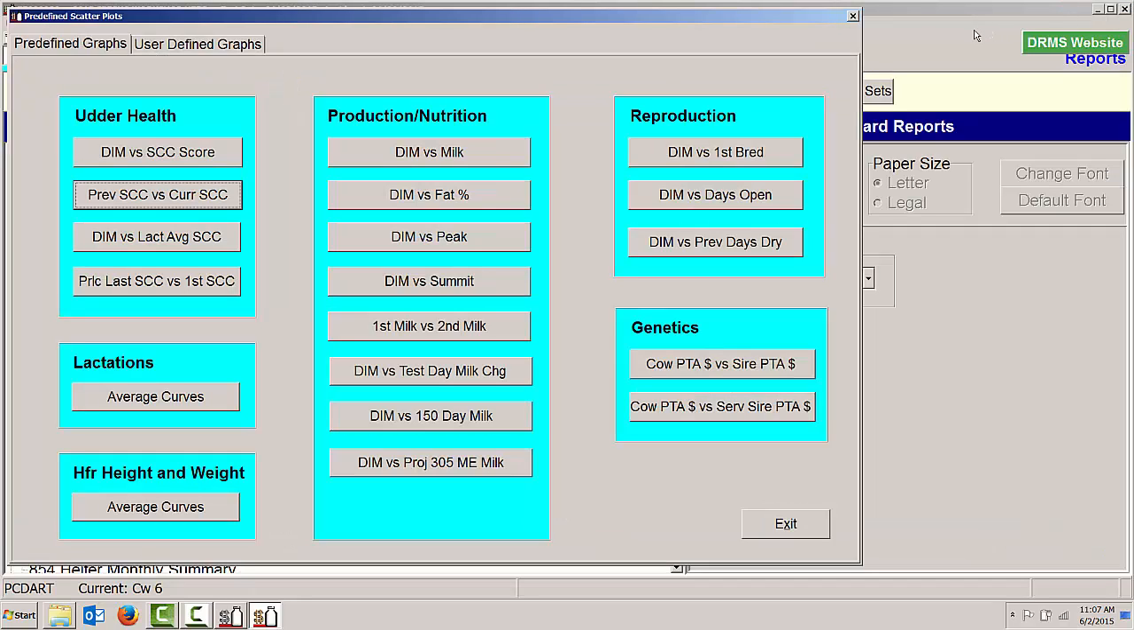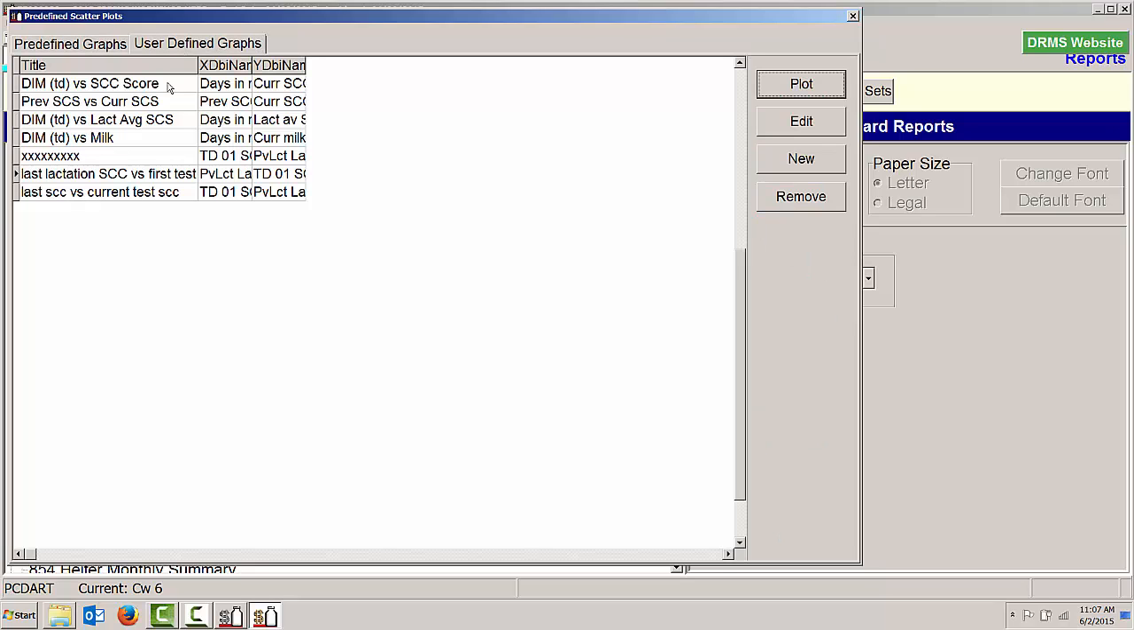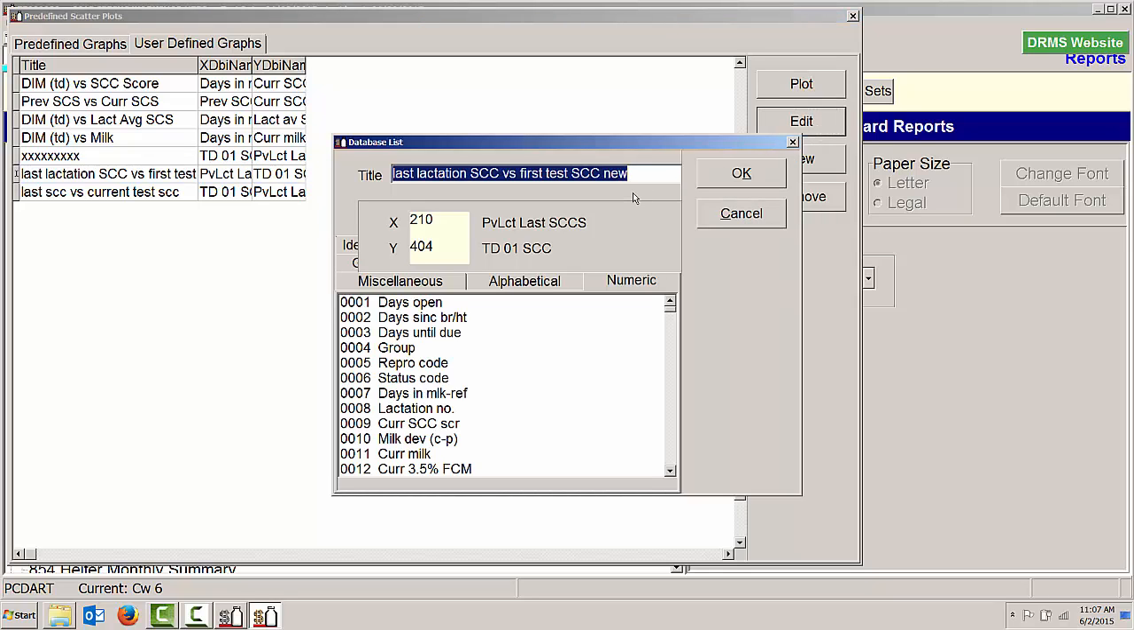The next thing I'm going to be looking at would be cows newly infected through the dry period. I need to go ahead and go to my cow graphs and choose user defined graphs. I am going to create a report and a graph that's titled Last Lactation Somatic Cell Count versus First Test Day Somatic Cell Count. Database items I'm going to use: 210 on my x-axis for previous lactation last SCC, and 404 on my y-axis for test day 1 SCC, the first test day of a lactation.